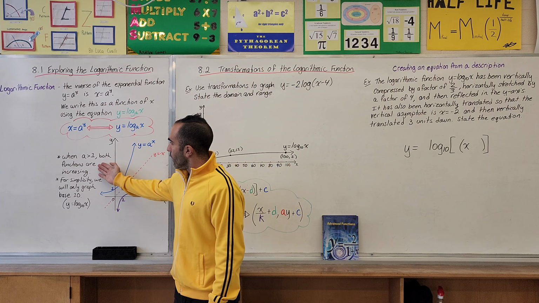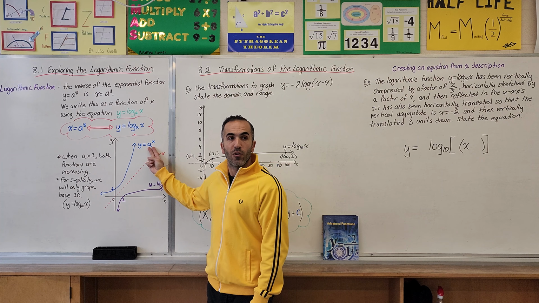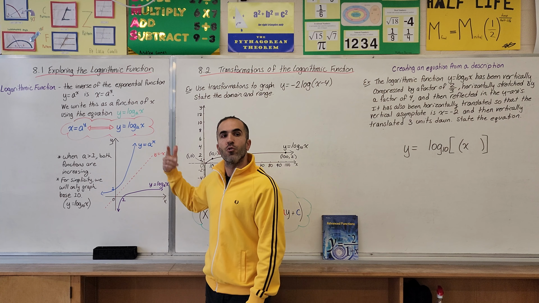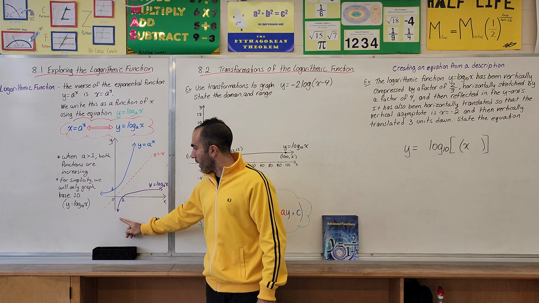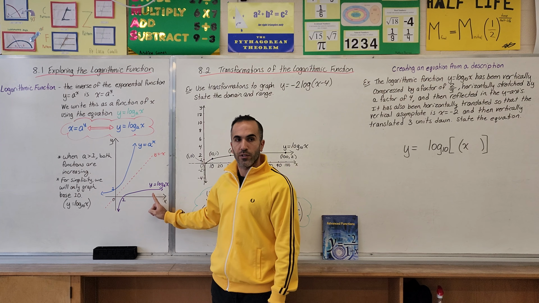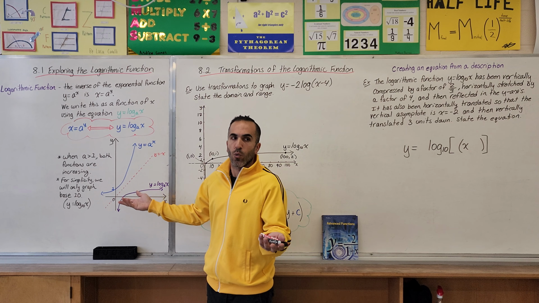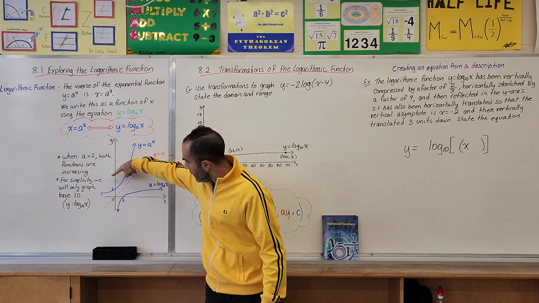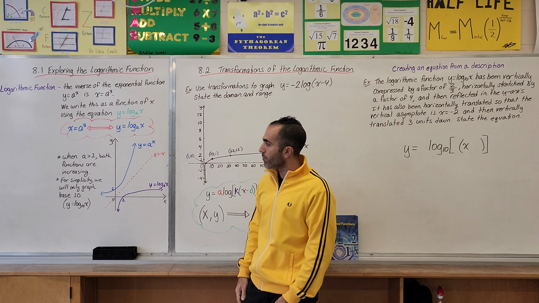Notice that when a is greater than 1, both functions are increasing. So when my base is greater than 1, it means it's growth. 2 to the x, 3 to the x, 4 to the x, it gets bigger and bigger and bigger. And likewise, this is also increasing. They're both increasing. But if it's less than 1, like a half or a quarter, it's going to decrease the exponential function. So both functions will actually decrease.